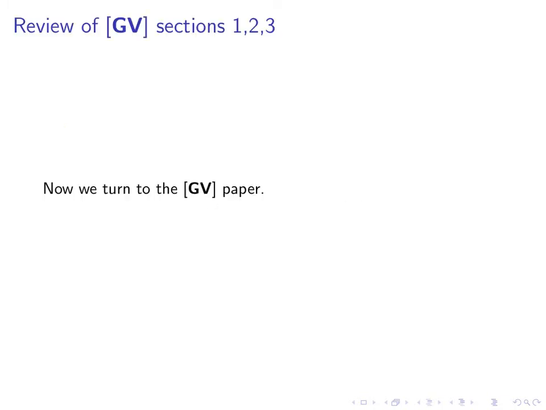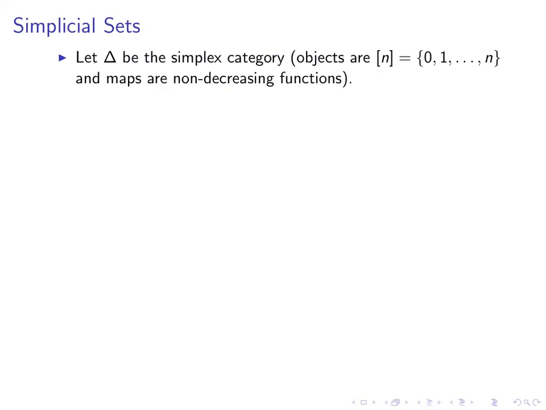Okay, so that finishes the brief overview of derived algebraic geometry. Let's now start with some more technical stuff, and this is in Galatius and Venkatesh. Since it's been a few weeks since we talked about simplicial sets and so on, let's review what's going on. So let Delta be the simplex category. Its objects are indexed by the non-negative integers, and the maps are non-decreasing functions.